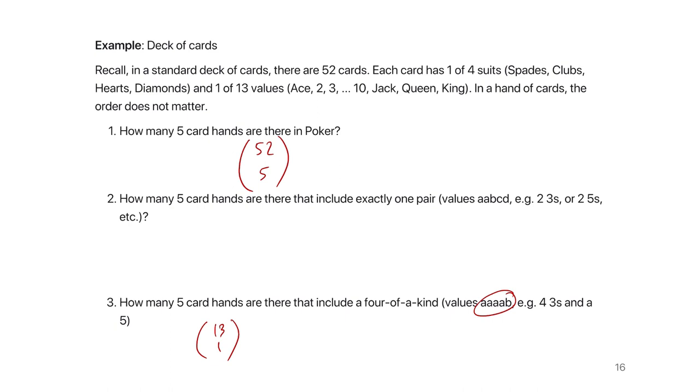So what we're doing is choosing the face value of A. 13 ways we can do that. And so now we've taken all 4 of the cards of that value, and we just want any one of the remaining cards.